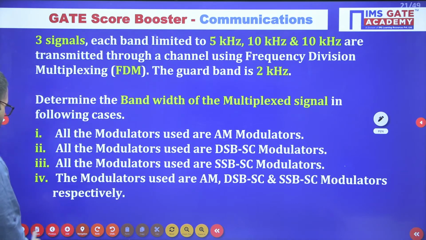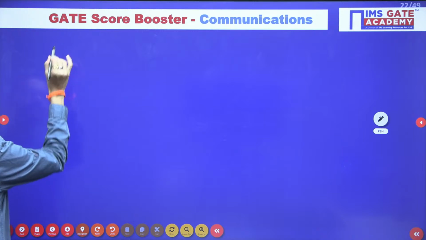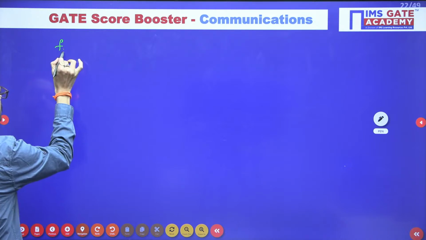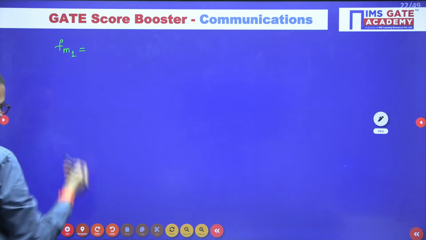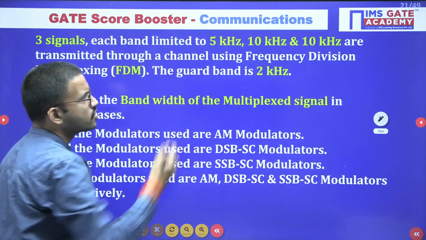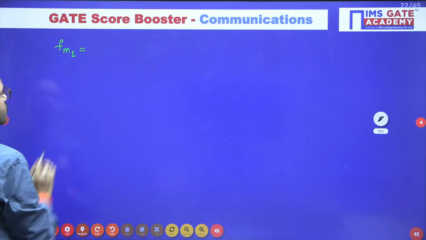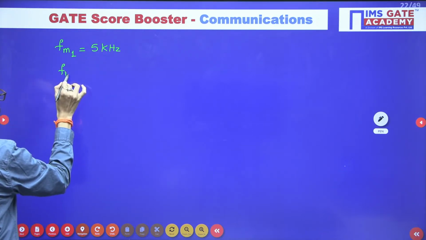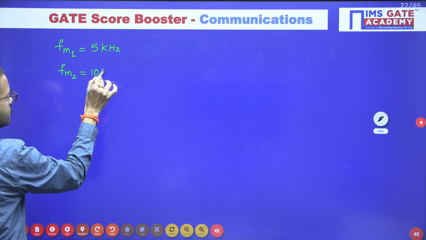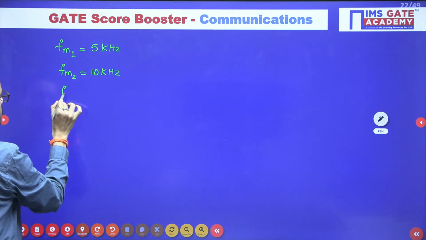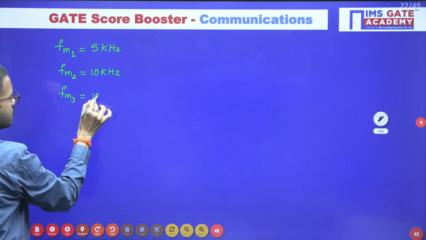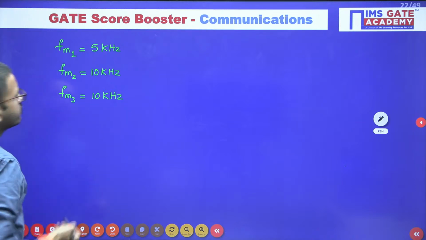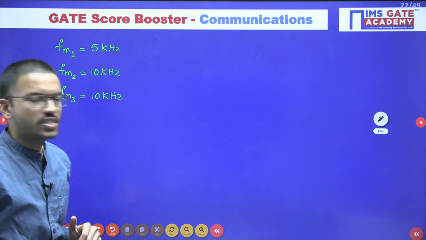So, in this question, you are having 3 message signals. With respect to the first message signal, the maximum frequency is 5 kHz, and the second and third are 10 kHz. So these are the maximum frequencies of the first, second and third signals.